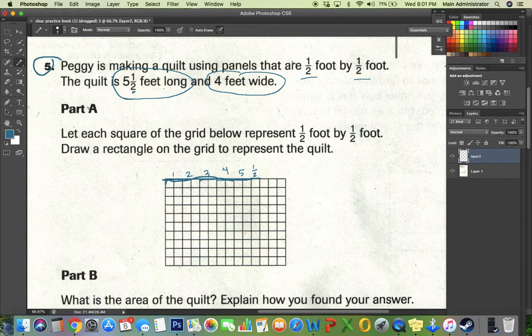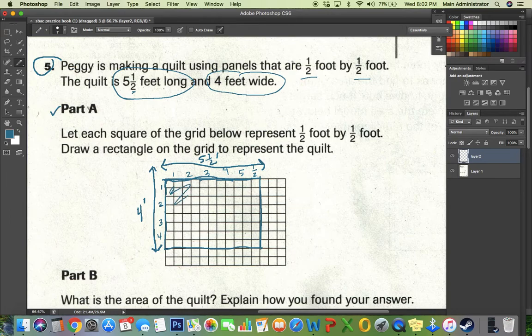Okay, and then 4 feet wide. So I'm going to do this thing again. 1/2 makes 1 whole. So there's 1, there's 2, there's 3, there's 4. So I go all the way across and make my rectangle. All right, and there I did part A where it says draw a rectangle on the grid to represent the quilt. And here I have this, that is the length, 5.5, and this width is 4 feet. Okay, so 4 feet and 5.5 feet.